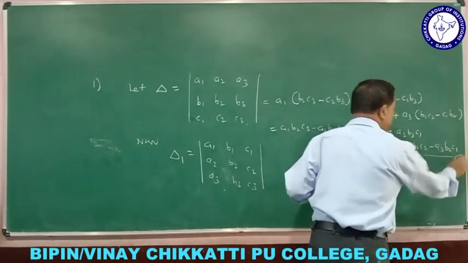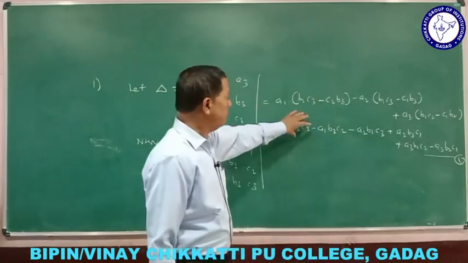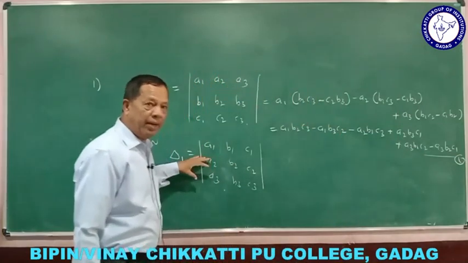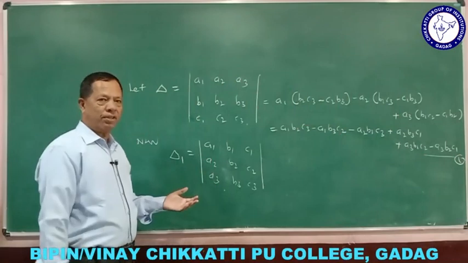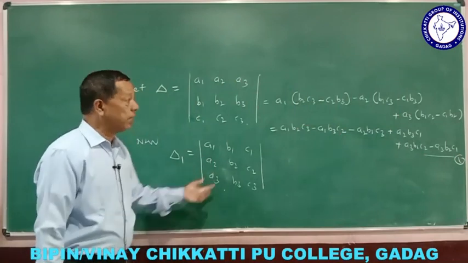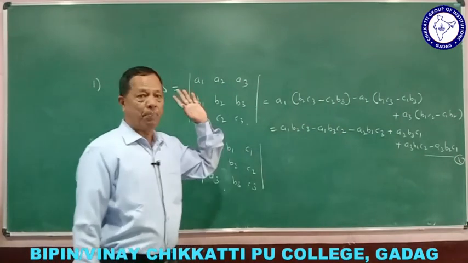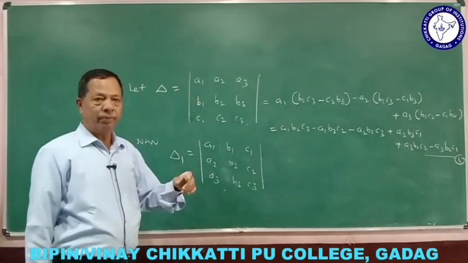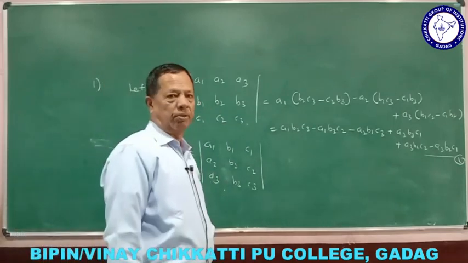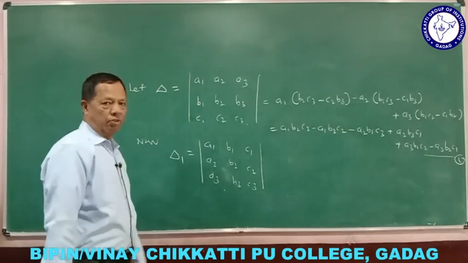Yes, I have taken this as equation number 1. This is the value of this. And here what I have done? The rows and columns are interchanged. We have to find out the value. Its value is exactly equal to this. Then that property is satisfied. What property? If the rows and columns are interchanged, the value of the determinant is unchanged.